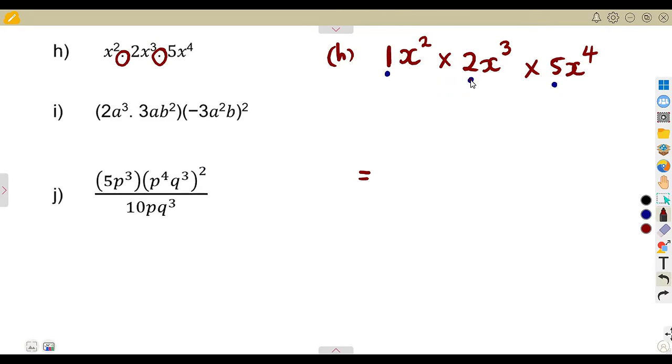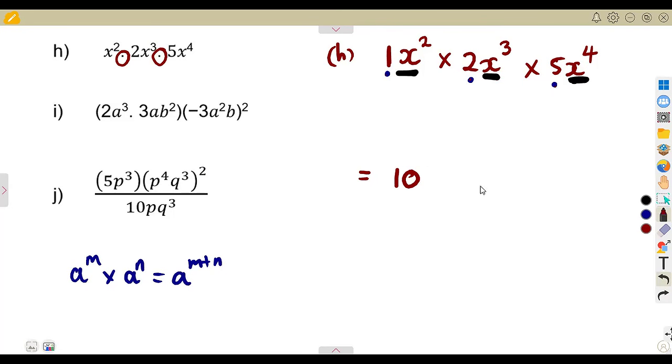1 times 2, that's 2. 2 times 5, that's 10. But when it comes to these x's that we have, remember your laws of exponents. When the bases are the same and you are multiplying, maybe a to the exponent of m times a to the exponent of n, you add the exponents, m plus n.